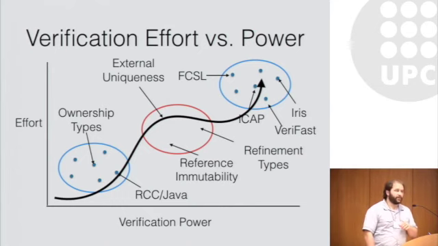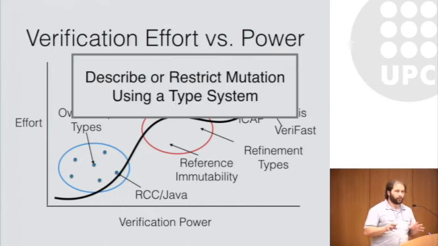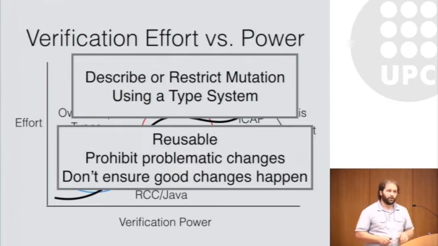So the particular space I'm interested in are techniques that describe or restrict mutation, usually with a type system, but do it in a way that's reusable, in the sense that you don't get one fixed property out. You don't just get data race freedom, for example. You get a small toolkit you can apply flexibly, usually for prohibiting certain problematic changes, rather than something that lets you recover Hoare triples. It doesn't necessarily guarantee that you've done the work you're intending to.